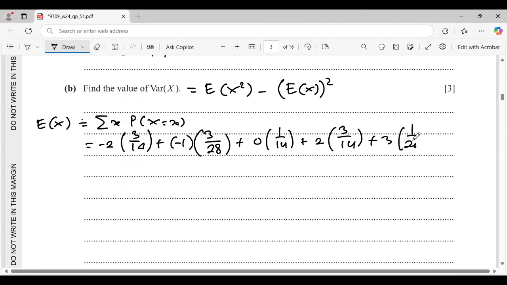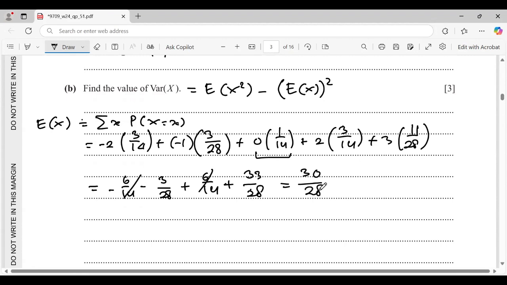3 times 1 over 28. This is 0. So it's going to be minus 6 over 14 minus 3 over 28 plus 0 plus 6 over 14 plus 3 times 11 over 28, that is 33 over 28. So it's going to be 30 over 28, which is 15 over 14.